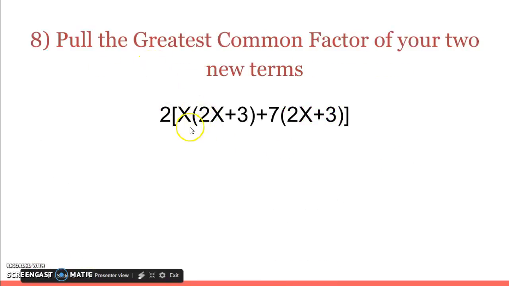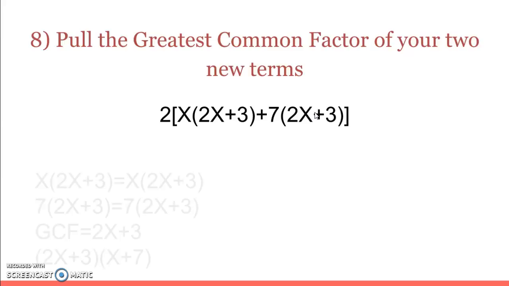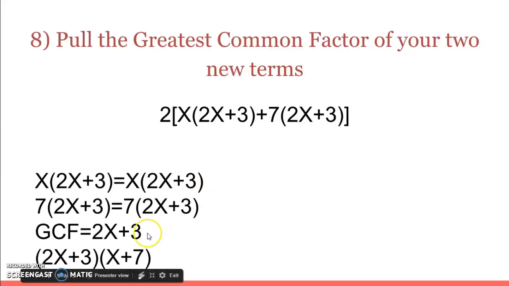Once we're there, we can realize that we have two new terms in our polynomial. We have our x times 2x plus 3 and our 7 times 2x plus 3. And we want to find the greatest common factor between those two terms. Now, I wrote it out below, but we can say that our greatest common factor is 2x plus 3 because it gets multiplied by both of them, and it's the only thing they both have. So then we can pull out 2x plus 3. When we do that, we're left with x for our first term, and a 7 for our second term. So we end up getting 2x plus 3 times x plus 7.